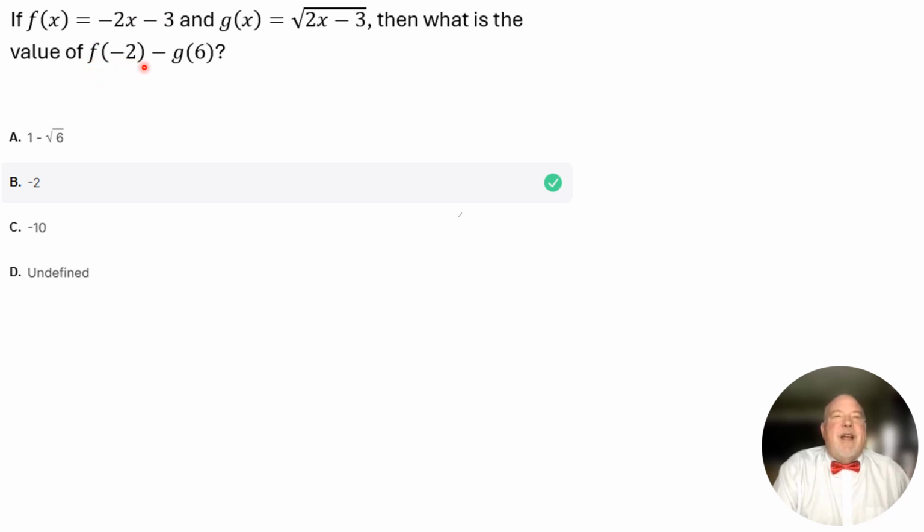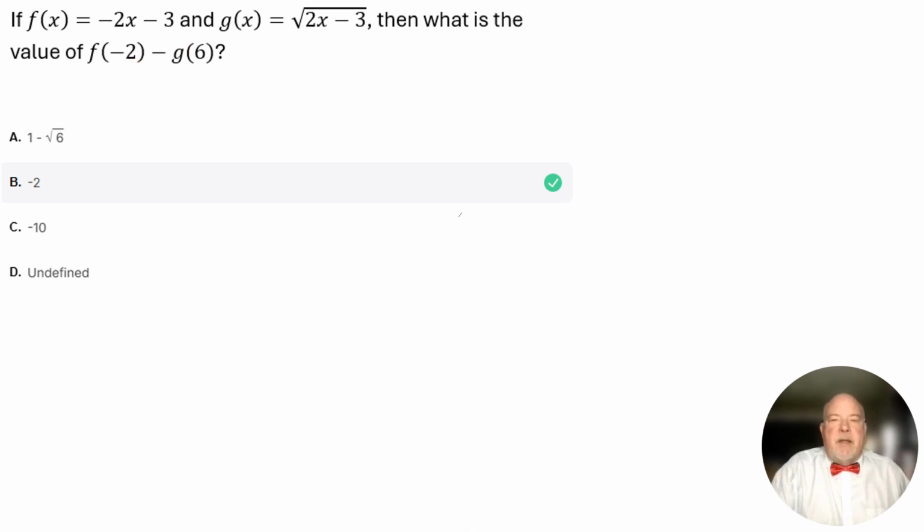When you have f of -2, all that's talking about is taking function f of x and plugging in -2 for x, and then simplifying that. And for g of 6, you're going to take function g and plug in 6 for x, and simplify that. And then once you get those two values simplified, you're just going to subtract them.